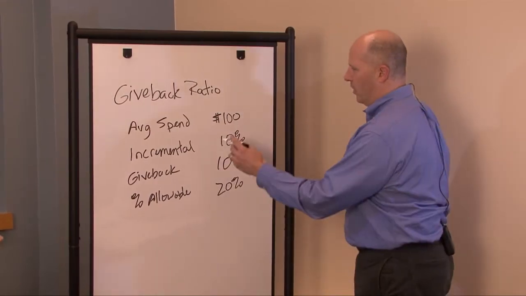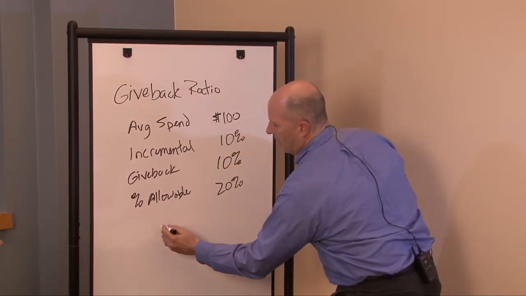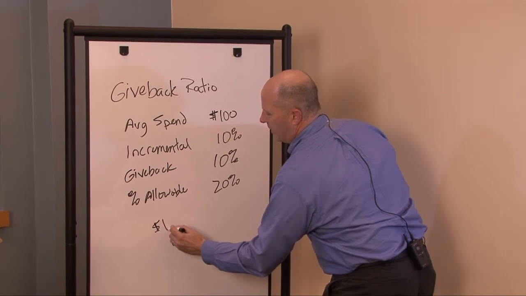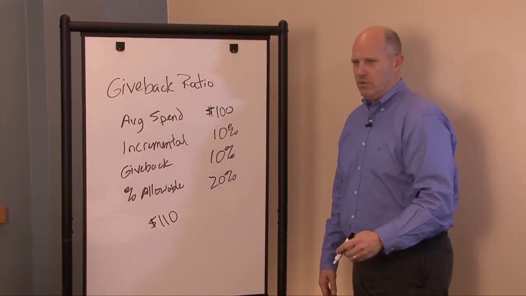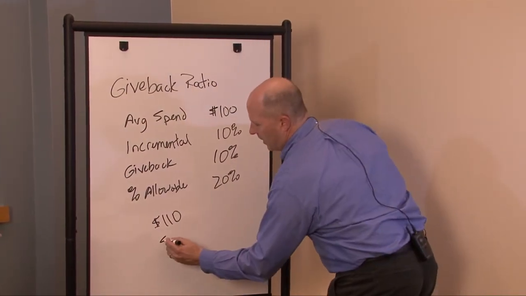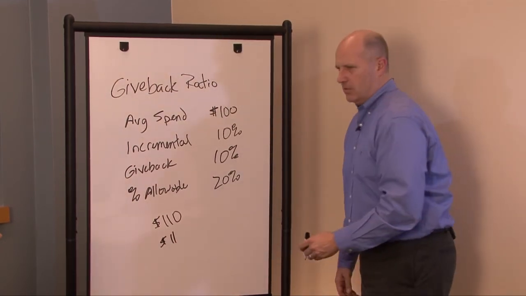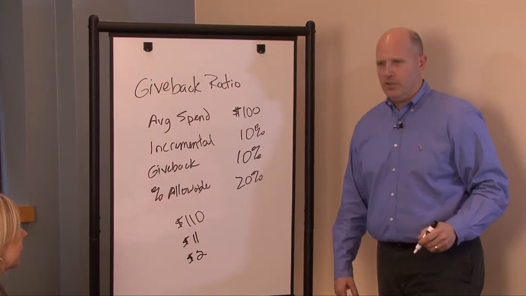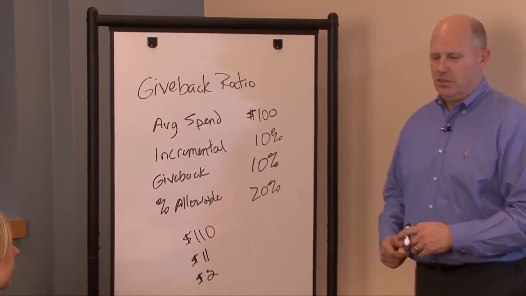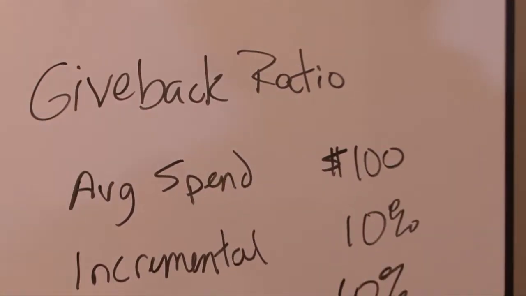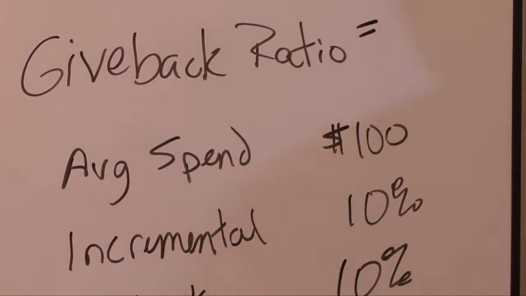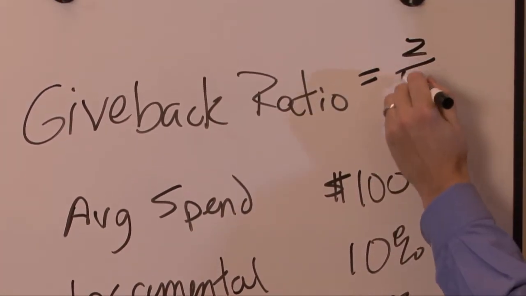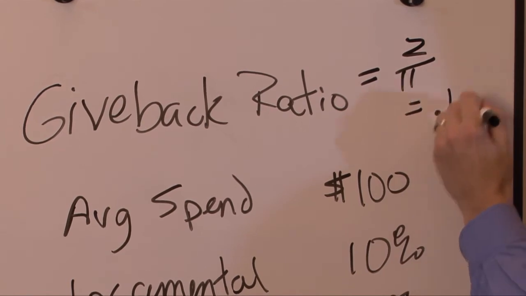It's pretty simple. So what we think we're going to see is $110 is the new spend level, and the consumer is going to expect to get $11. And we're going to be willing to spend $2 to get that extra $10. So now we can calculate the giveback ratio equals 2 over 11 equals 0.18.